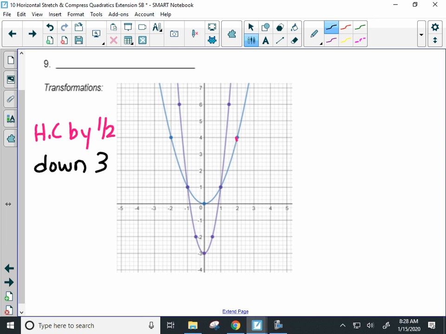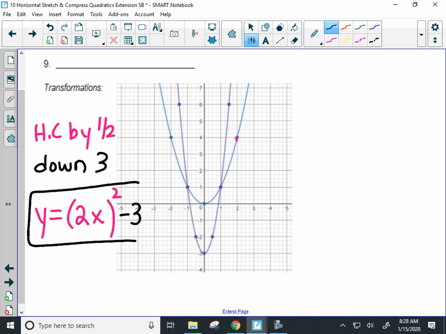So I'll have my equation, y equals, I'm just going to write it right underneath here. The first thing that I have to write is the horizontal compression. That's inside the parentheses. Now when you have a horizontal compression, make sure that you take the reciprocal of the number for the horizontal change. So the reciprocal of 1/2 is 2, and then I put the x, and then the down 3 tags on the end of your equation. So that would be the equation for your graph.